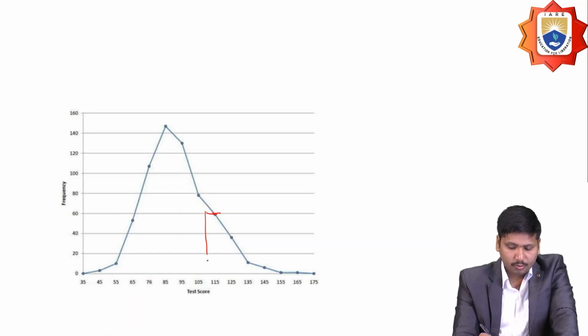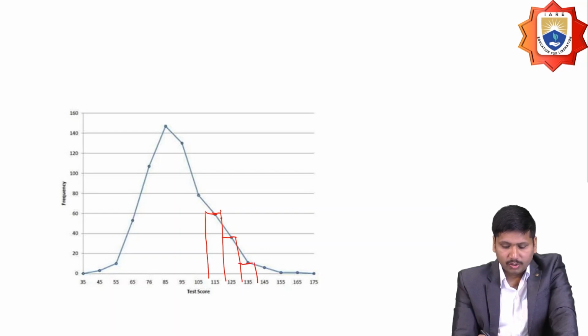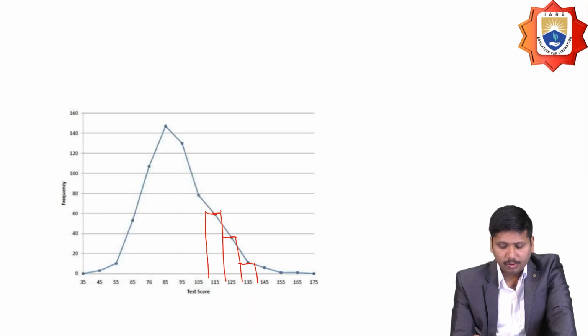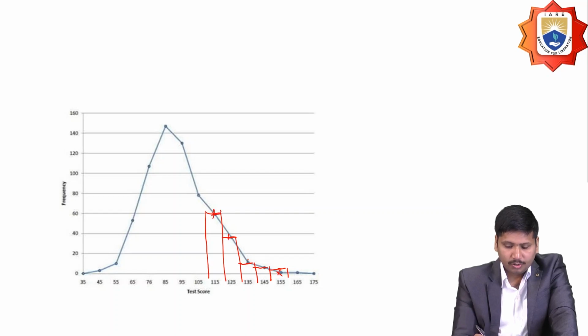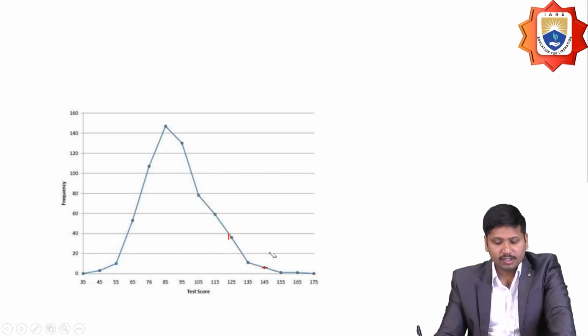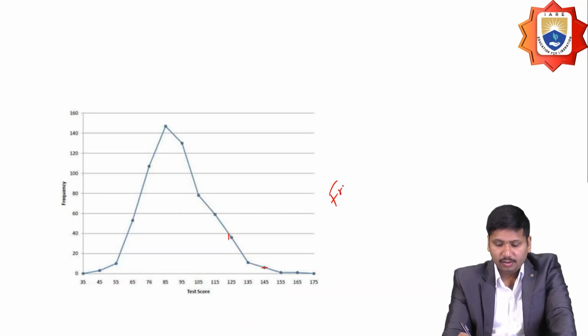It should be the midpoint of the class interval, and this is the midpoint of the class interval. Once I join all these midpoints, I get the curve. So these are the midpoints, and after joining all of them, I get this curve. This is the way of constructing the frequency polygon.